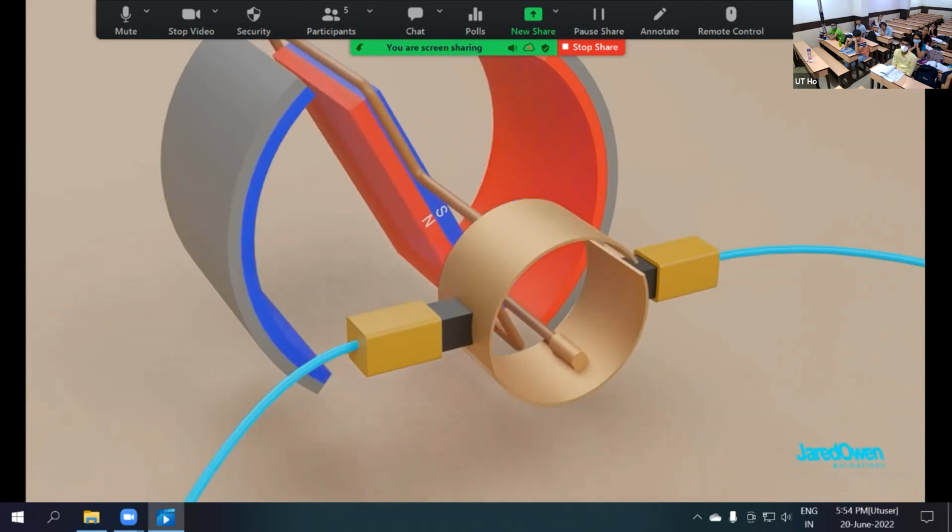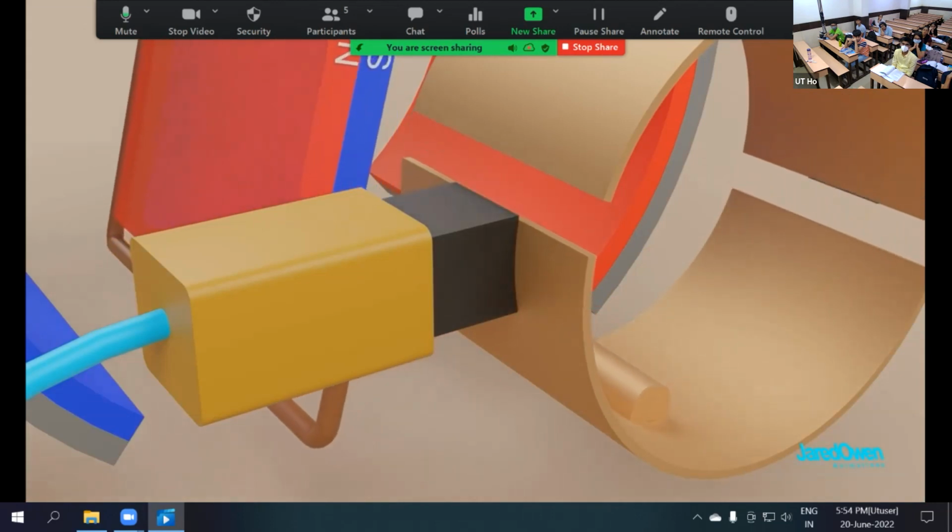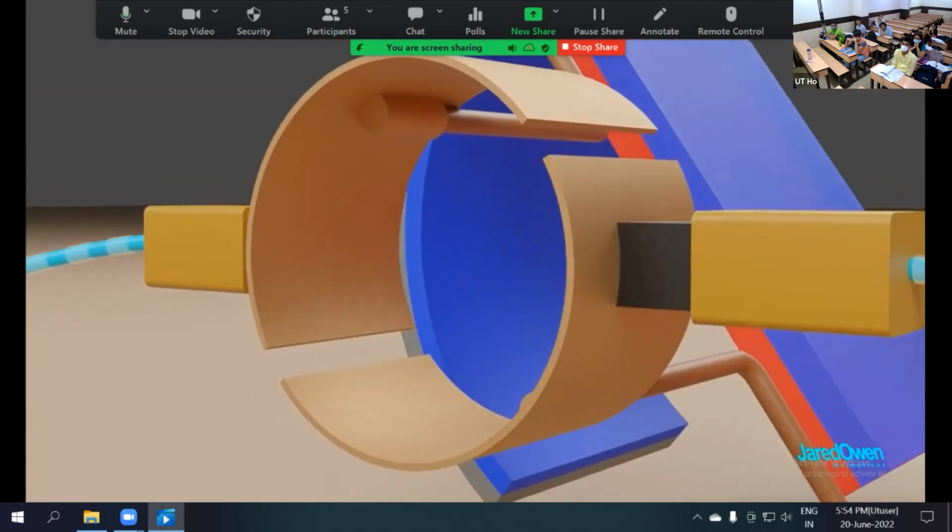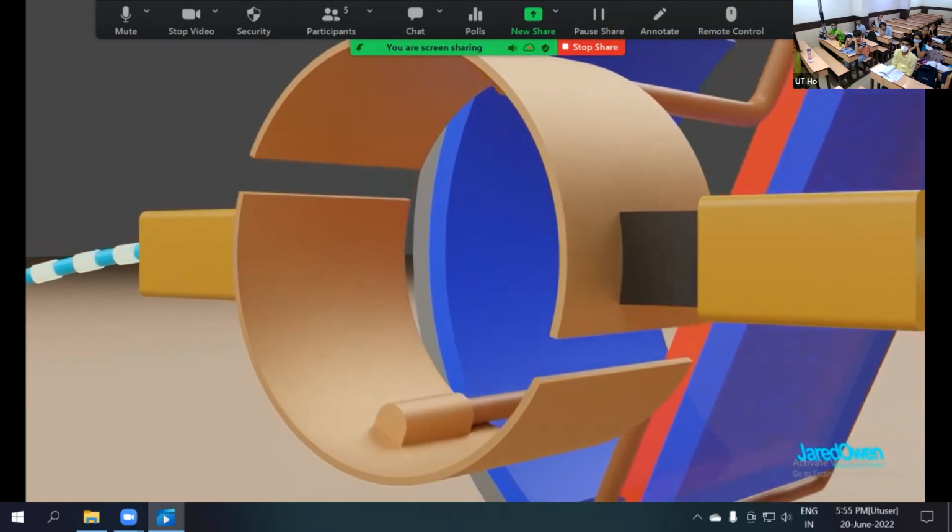As you see, as we come around, the commutator breaks contact, and the brushes will switch onto the other side of the commutator ring. Remember, there's two brushes, so this is happening on both sides.